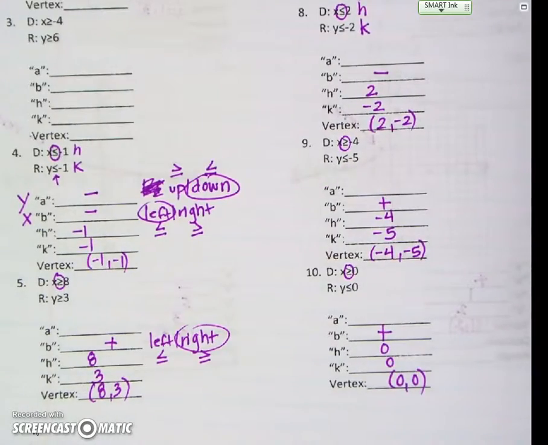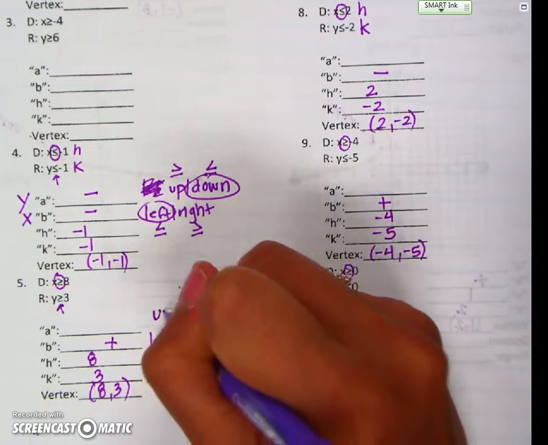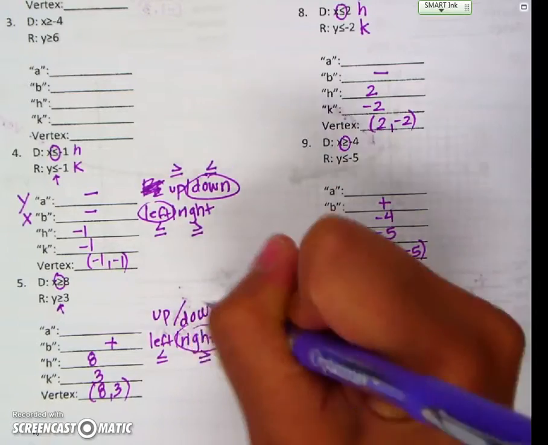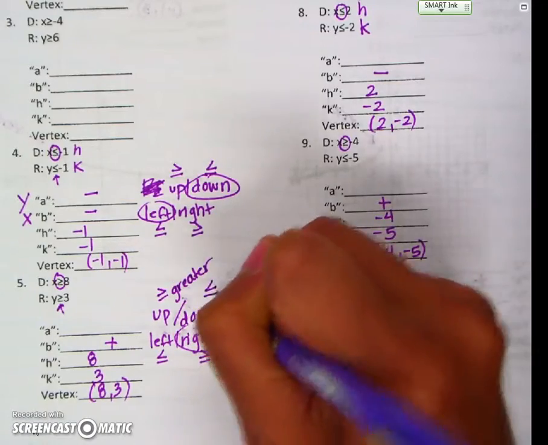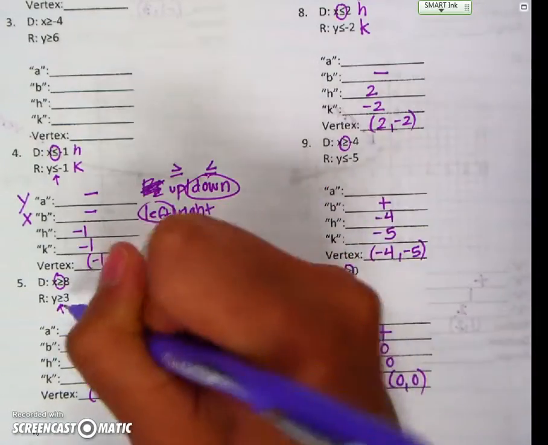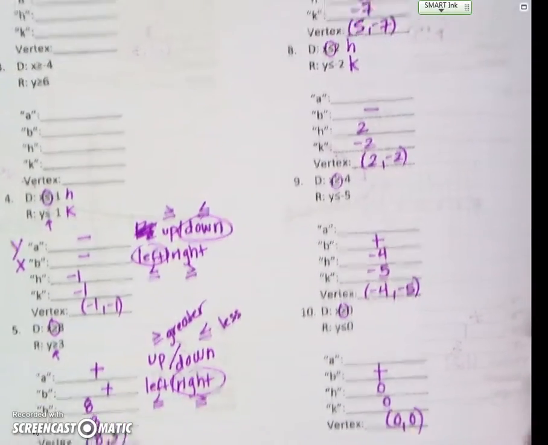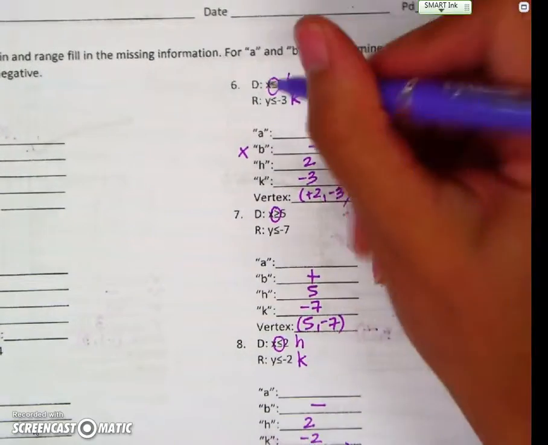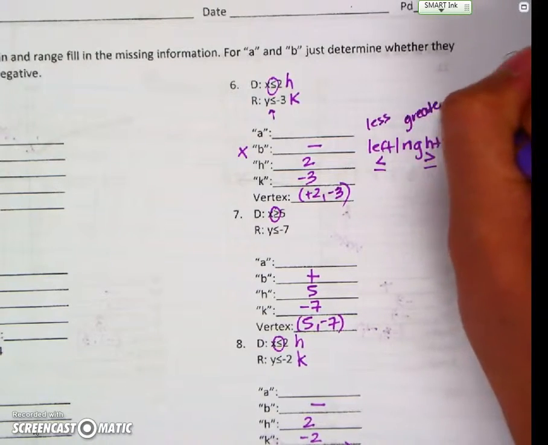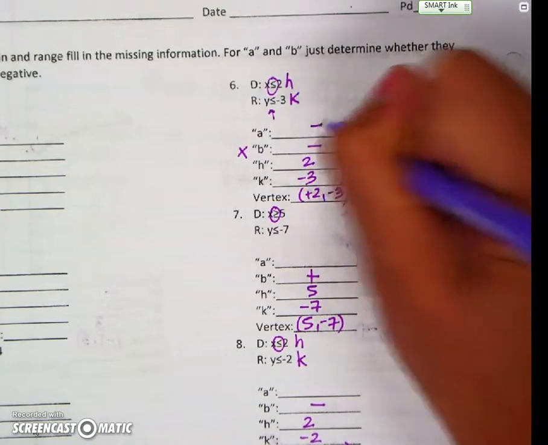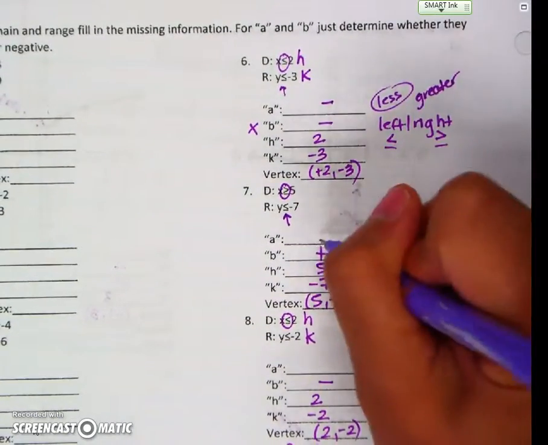So negative. If you look at the second one, is this greater than or less than? This is greater. Maybe I should write that. Greater or less than. So this is greater, so this is going to be positive. Okay, number 6. Y, is this less than or greater than? So Y is less than, so that means it's going to be negative. Is this less than or greater than? Less than, so it's going to be negative.